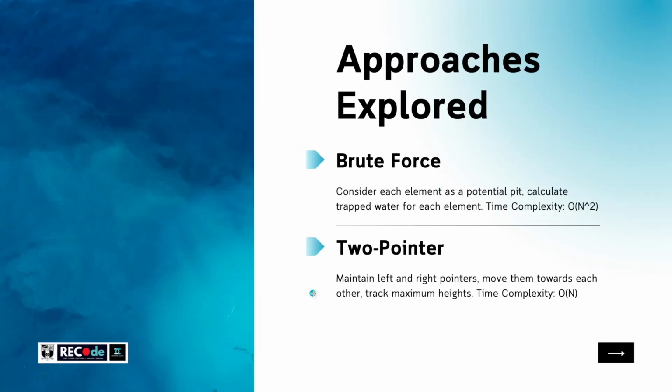The 2 approaches we will be exploring in this are brute force and 2-pointer. In brute force, you consider each element as a potential pit or low area and calculate trapped water for each element. Here the time complexity would be O(n^2). And 2-pointer is where you maintain left and right pointers and you move them towards each other, tracking the maximum heights and calculating the rainwater or trapped water as you go along, as you traverse. The time complexity is O(n).